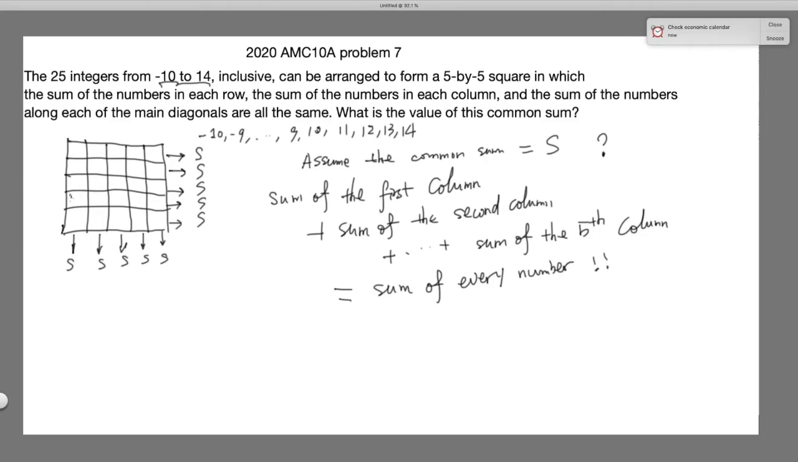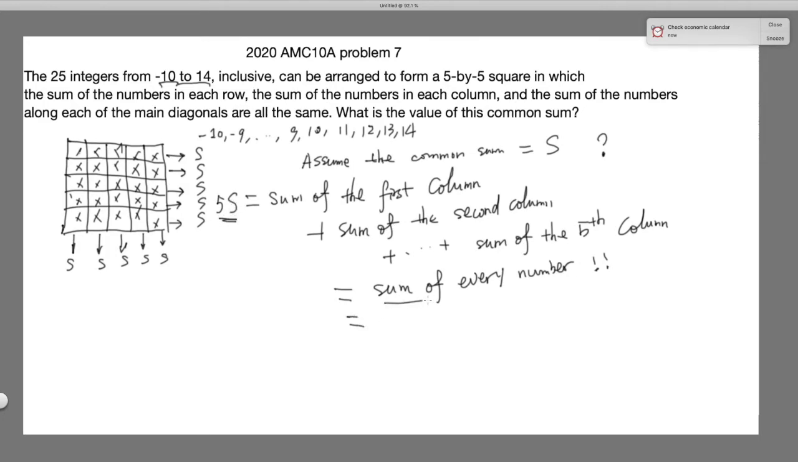The sum of the first column is the sum of these 5 numbers. The sum of the second column is the sum of these 5 numbers. And the sum of the last column is the sum of these 5 numbers. So if I add the sum of each column together, I'm adding every number in this square. Correct? And each column sum, as we assumed, is the common sum s. So on the left side, the sum of all 5 columns is just 5 times s.